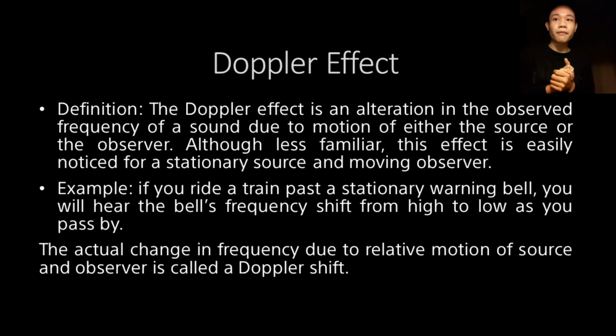Last one, we have the Doppler effect. The Doppler effect is an alteration in the observed frequency of a sound due to a motion of either the source or the observer. Although less familiar, this effect is easily noticed for a stationary source and a moving observer. For example, if you ride a train past a stationary warning bell, you will hear the bell's frequency shift from high to low as you pass by. The actual change in frequency due to a relative motion of source and observer is called a Doppler shift.